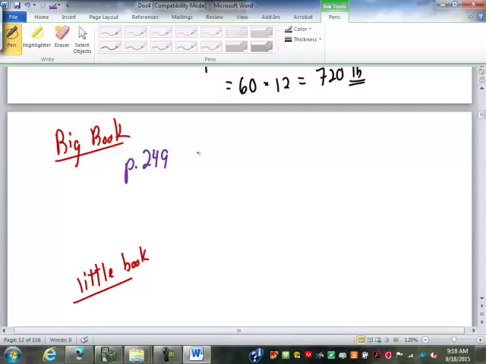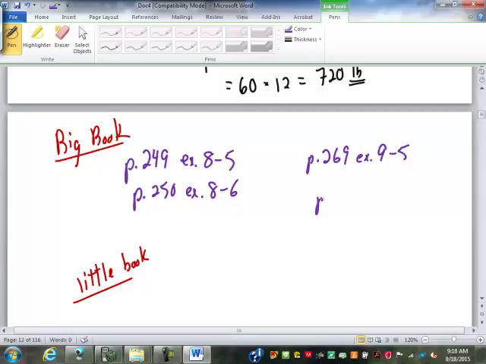On page 249, exercise 8-5, 1 through 23, the odds, just the odds. Page 250, exercise 8-6, the odds. On page 269, exercise 9-5, the odds. And on page 270, exercise 9-7, the odds. And in the little book, it is simply unit 30.